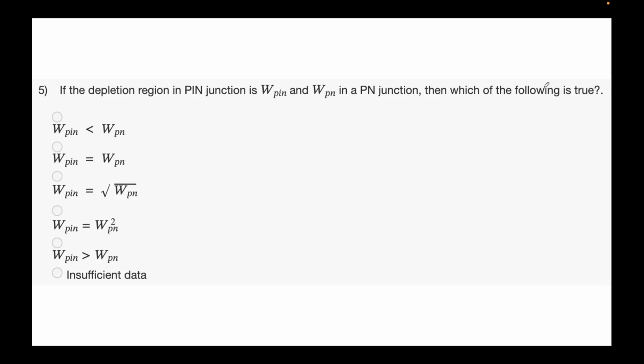Okay, if not then let's go ahead. This question talks about the depletion region in the PIN junction, let me explain this. This means p type, intrinsic, n type. The depletion width there is WPIN, and in a normal PN junction it is WPN. Which of the following is true?